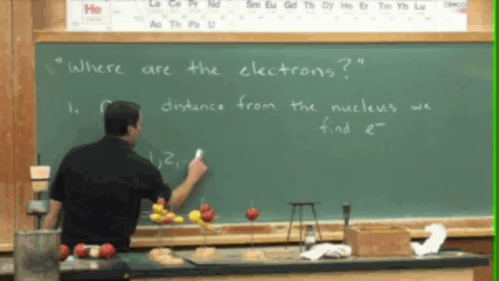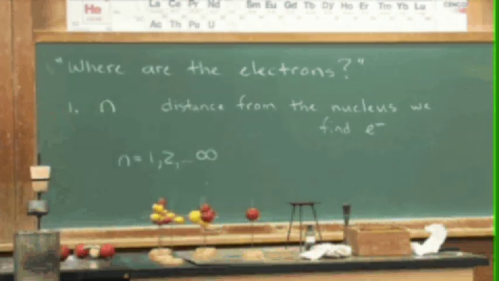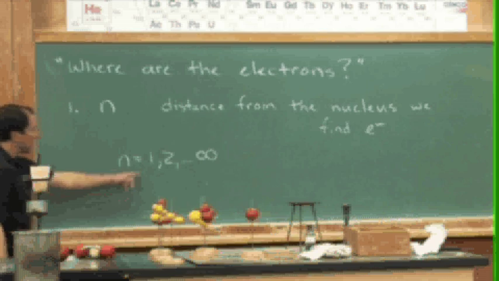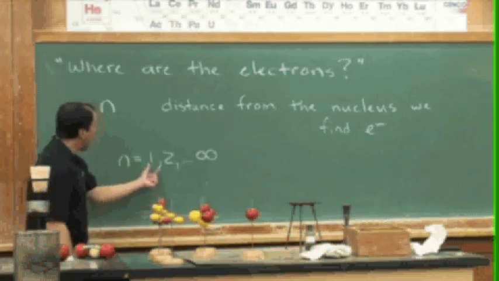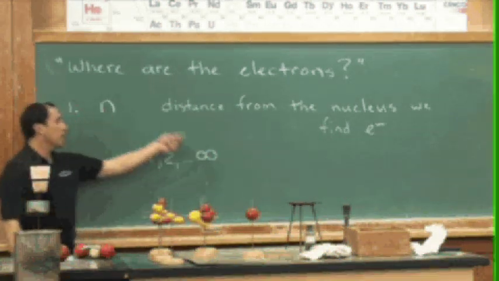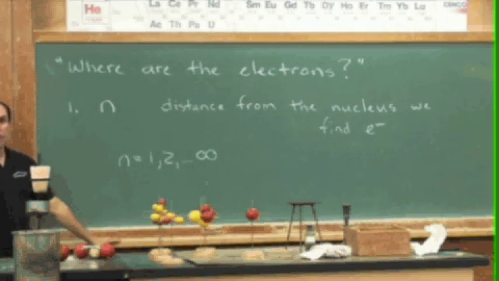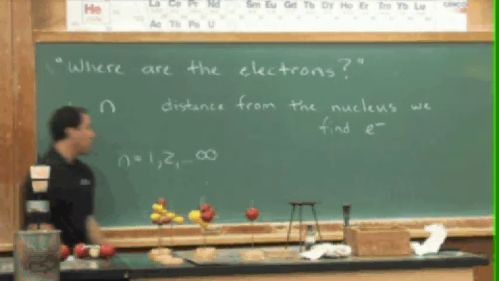So n takes on the values of whole numbers starting with 1: 1, 2, 3, 4, all the way up to infinity. So if I'm asked, can n equal 17,426? Yes, it sure can. Can n equal 3.14? Nope. Whole numbers only, starting at 1. As n increases, the distance from the nucleus we expect to find electrons increases.